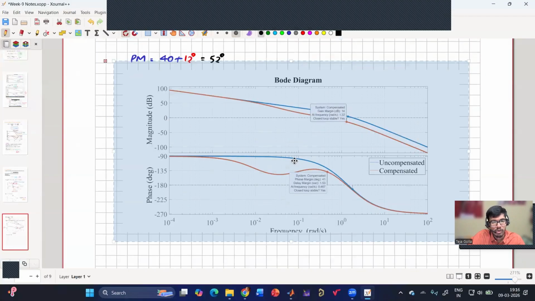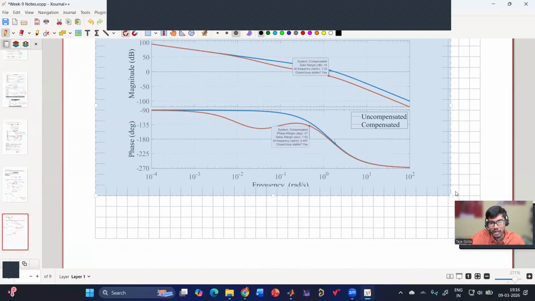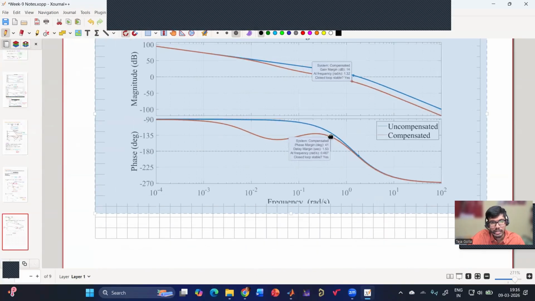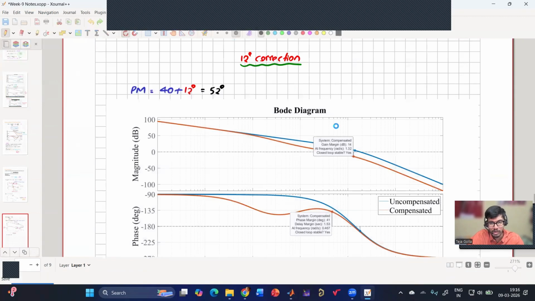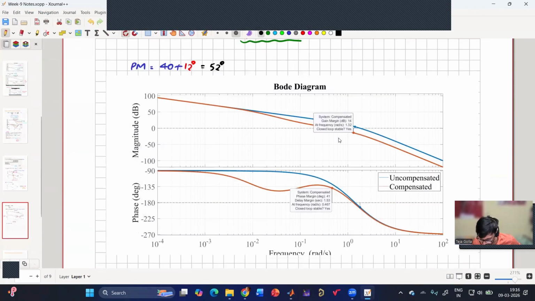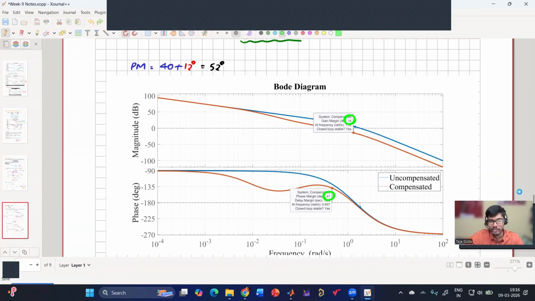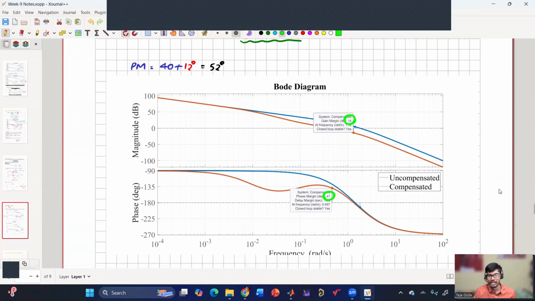So this is the final overall design that I have gotten for 12 degrees correction factor. And then both my requirements are being met now. So if you see, my gain margin is about 10 dB, 40, and then phase margin is also 41 degrees. So in this way, we might have to tweak a little bit and then change the parameters slightly so that we'll be able to achieve the desired specifications.